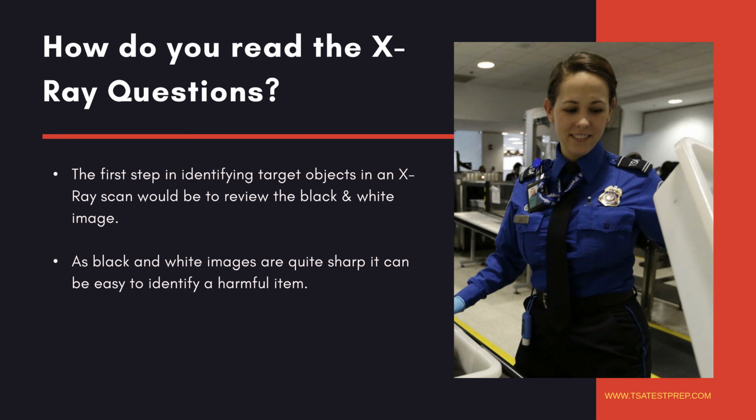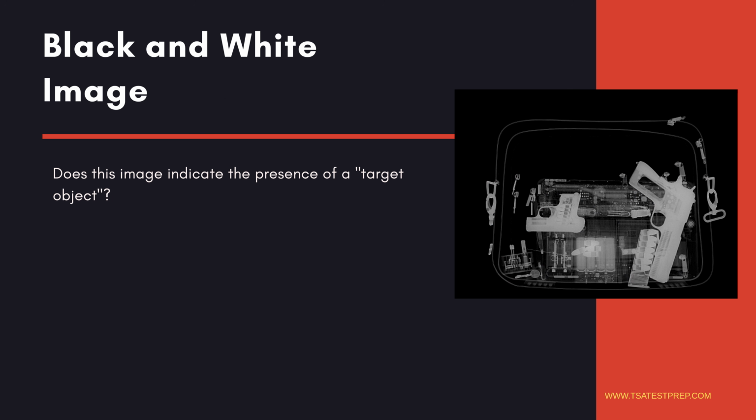How do you read the X-ray questions? The first step in identifying target objects in an X-ray scan would be to review the black and white image. As black and white images are quite sharp, it can be easy to identify a harmful item. Let's take a look at a black and white image. Does this image indicate the presence of a target object? Here, you can clearly see multiple guns, and the correct answer would be to set off an alarm.